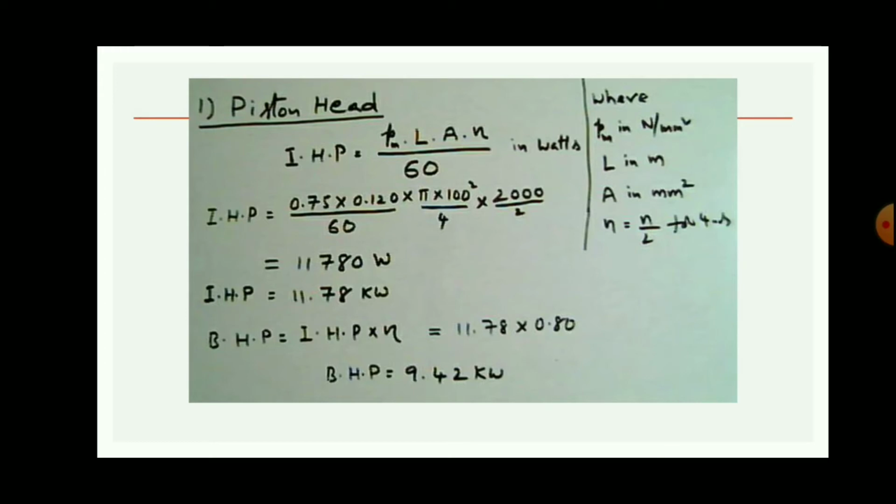The area formula is pi by 4 D square. D is also given, and N is actually N by 2 here, because for a four stroke engine we take N as N by 2. After substituting all the values, we will be able to calculate IHP, indicated horsepower. And with IHP and efficiency, we will be able to calculate BHP.